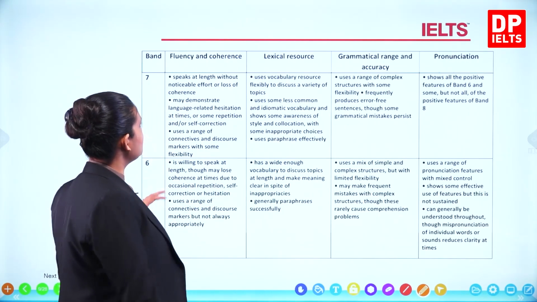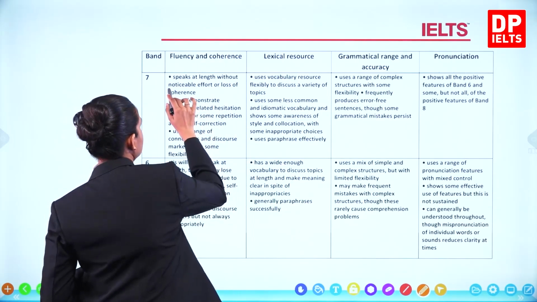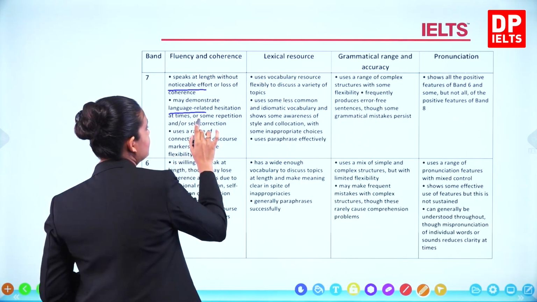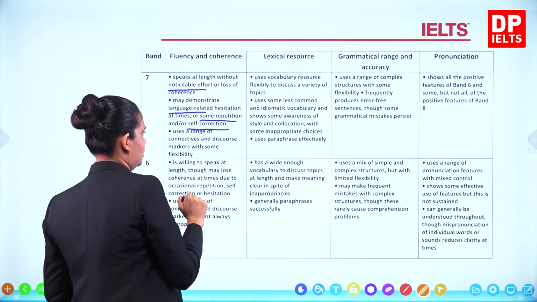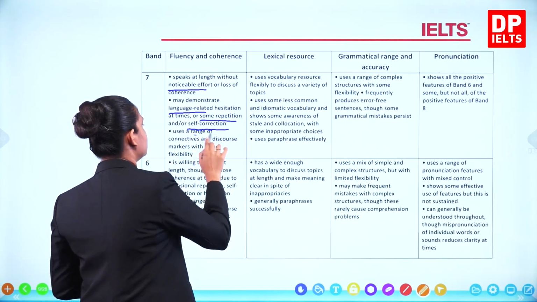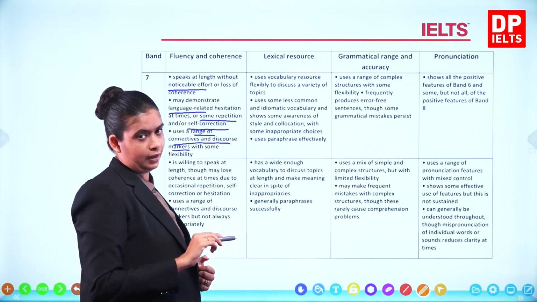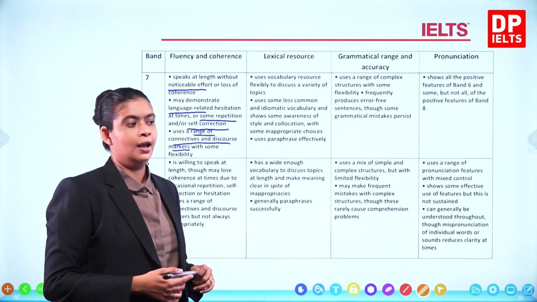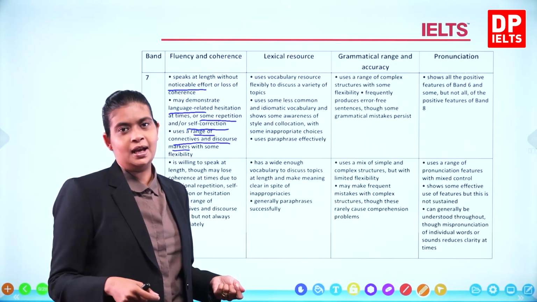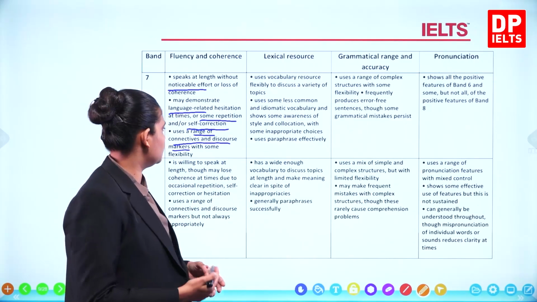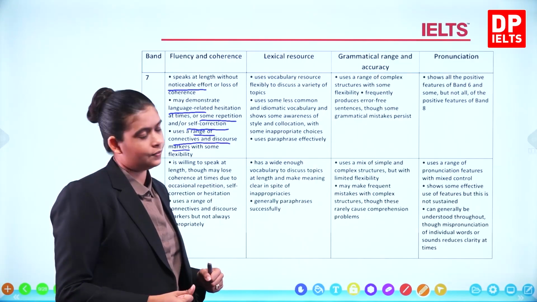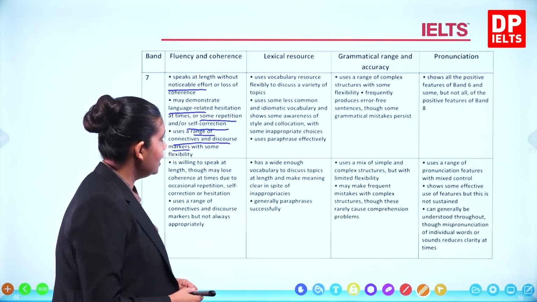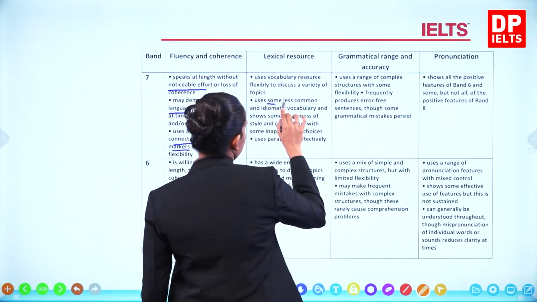Because 7 means that you speak at length without noticeable effort. You may have some language related hesitation, some repetition or some self-correction, but you would use a range of connectives and discourse markers. Okay, so connectives are linkers that you use to link ideas. Discourse markers would mean like I personally believe, in my perception, where you kind of use the markers, right?